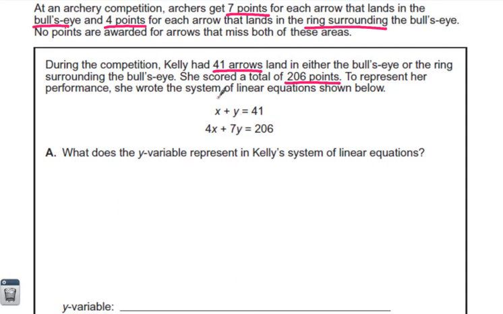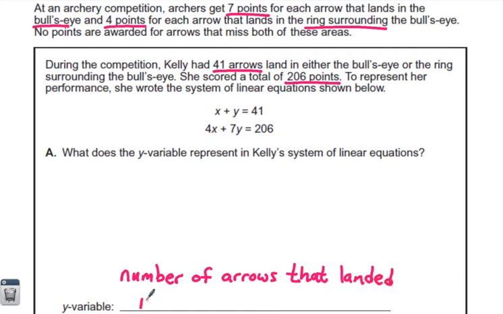Well, it shouldn't really take you that long to figure out that the y variable should be the number of arrows that landed in the bullseye, because of multiplying the y with the 7 in this equation and just being here in this other equation.